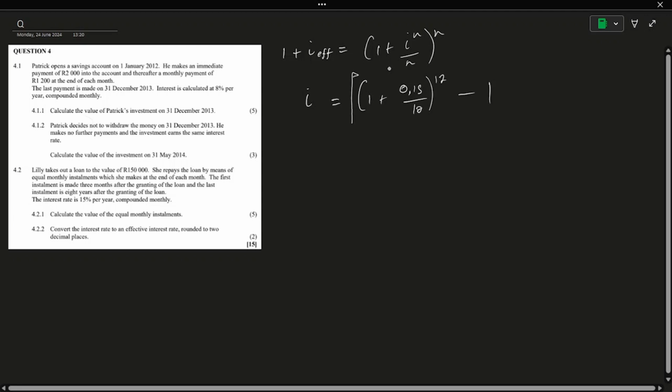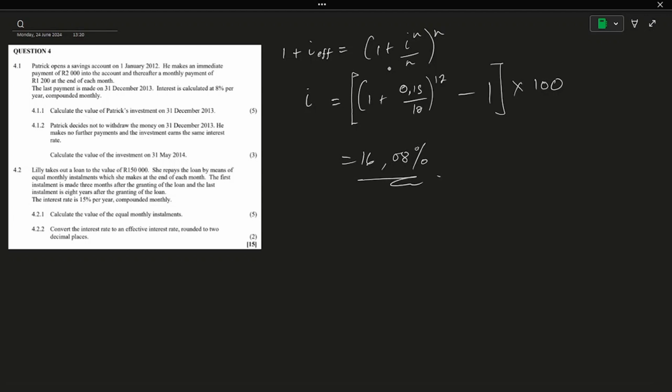To make this quick, because this interest is going to be a percentage, you're just going to multiply this by 100, and then let's see what you get. Currently I get 16.08%. So that is our effective interest rate.